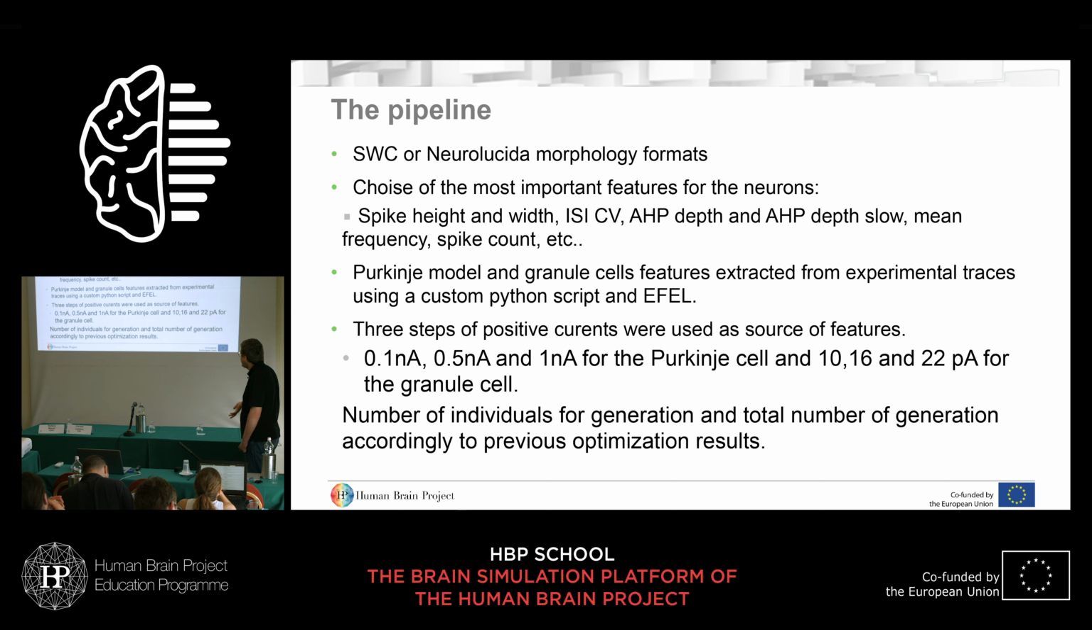The number of individuals per generation, the total number of generations, it depends on if you have already done many other optimizations, you already know more or less which are the good ways. If not, you have to do more individuals, more generations, or more optimizations, and so on. So this is only the final part. There is a job before.